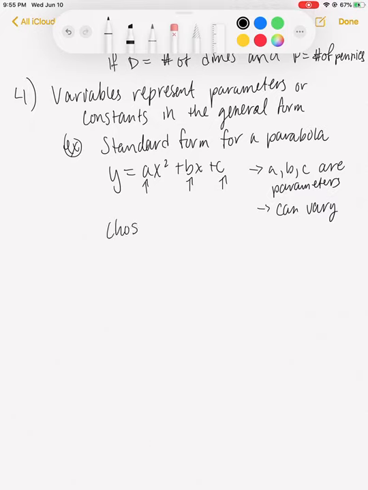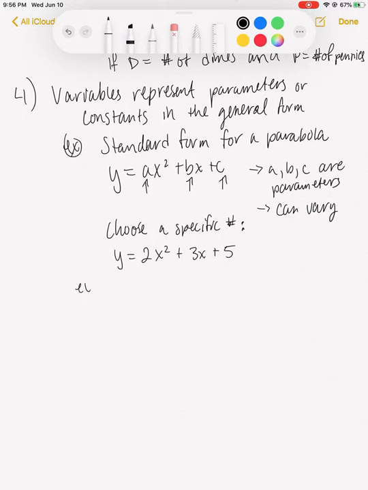So you can choose a specific number for them if you want. Y could be 2x squared plus 3x plus 5. You can choose specific numbers, but you can go and choose other specific numbers. So that could be anything. Now x in this case is a variable that represents a quantity that varies.